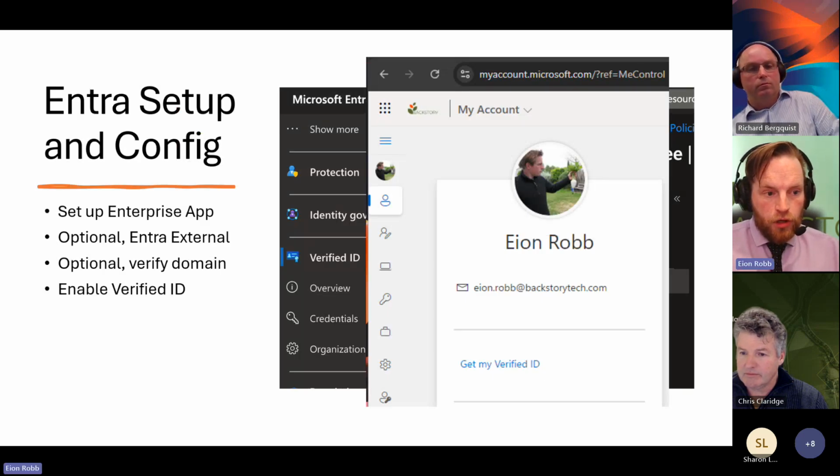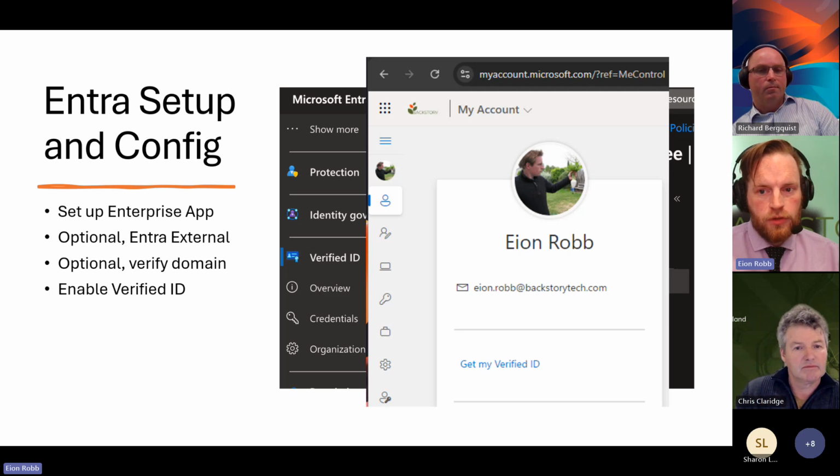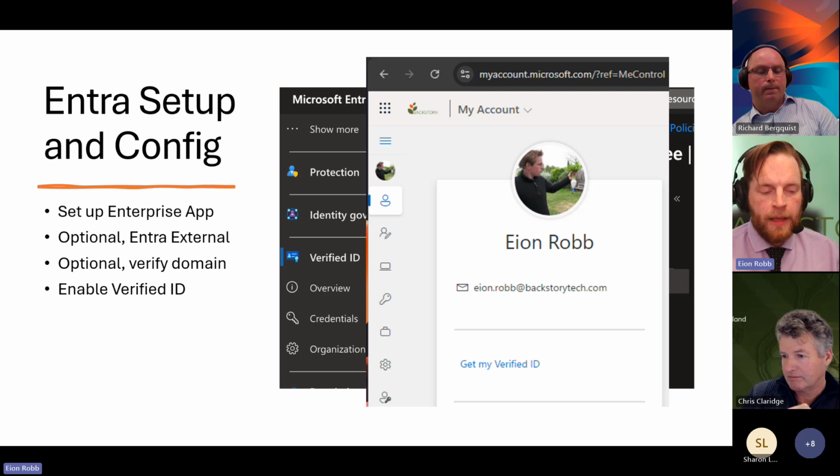So if you've already got Entra and you're wanting to give this a go, first thing you'll need to do is you want to set up an enterprise application, pretty standard for Entra side of things. So you'll need to set it up for OAuth and give it permission to issue and create verified credentials. So we've got all this documented, and Entra has it all documented as well.